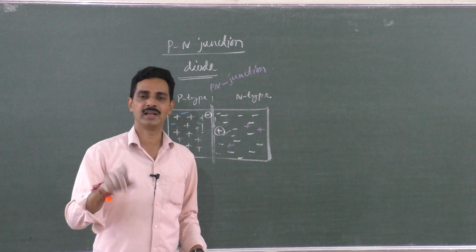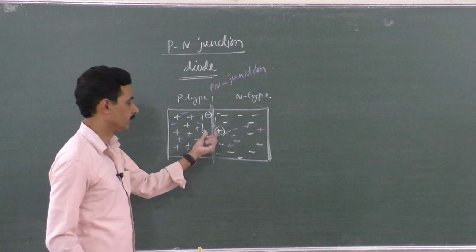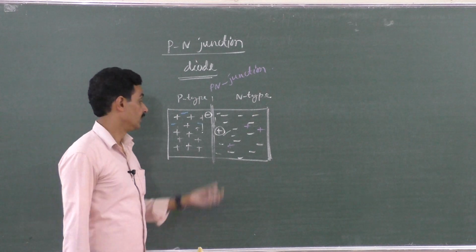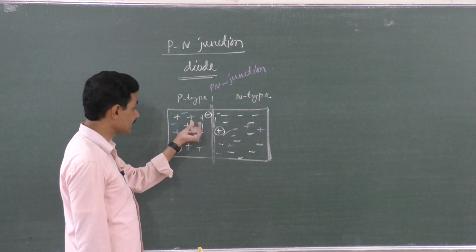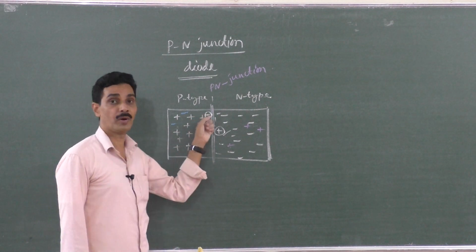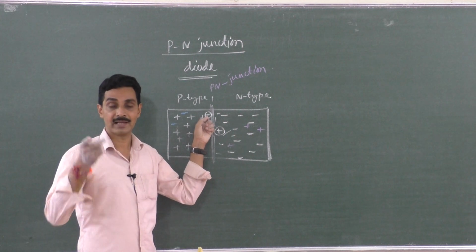Now I have lost 1 electron. I am a positive ion, because losing an electron makes 1 proton excess in the nucleus, so it is positively charged. But that electron has come here. Now it is no longer a free electron because it has completed 1 bond. That bond is intact around boron.